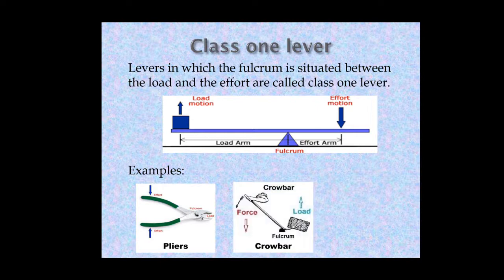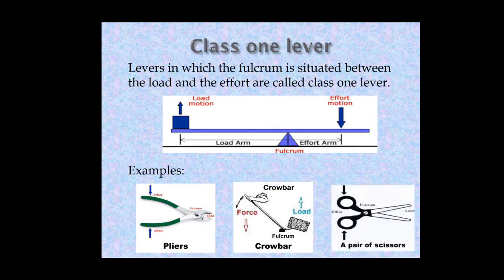Then about crowbar, here you can see also force and load at the two corners and fulcrum in the middle. And the third one, pair of scissors, here fulcrum is also in the middle between effort and load. So these all are the examples of class 1 lever.